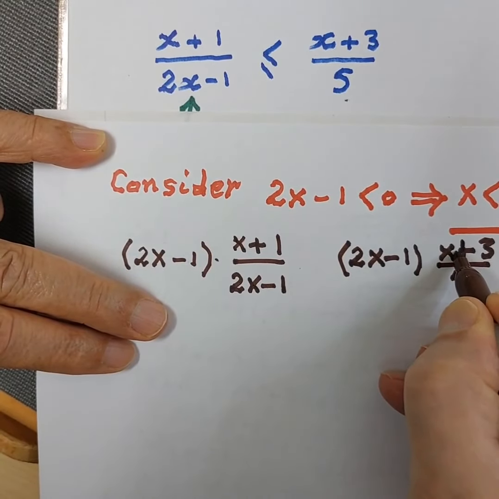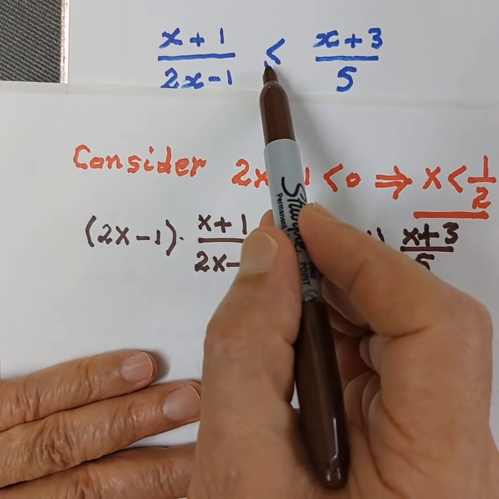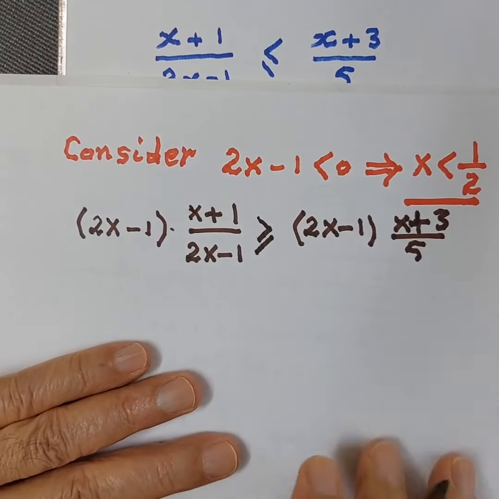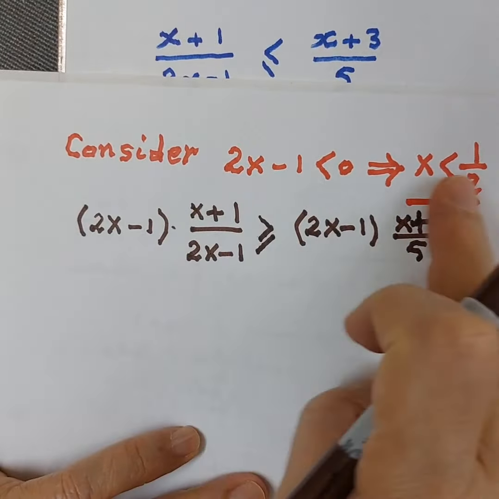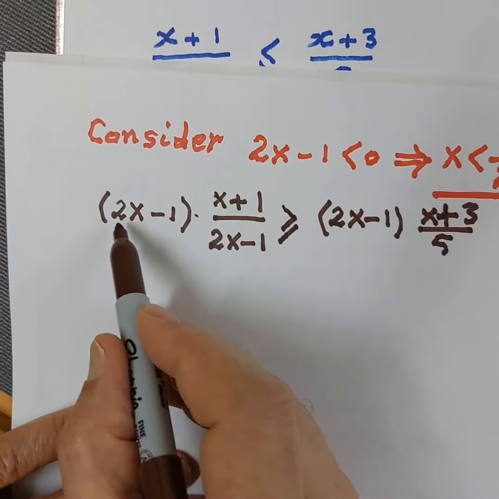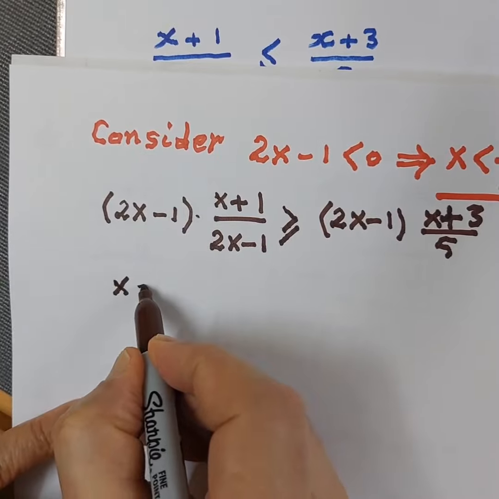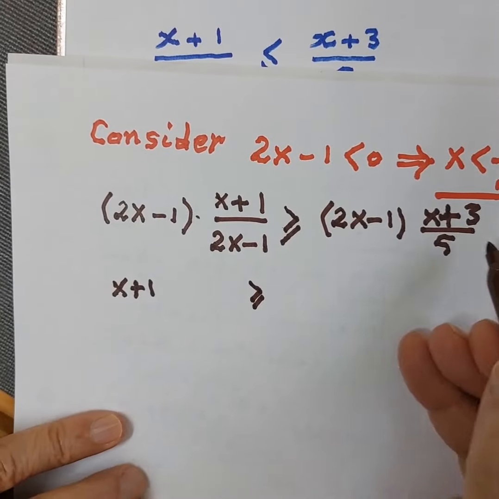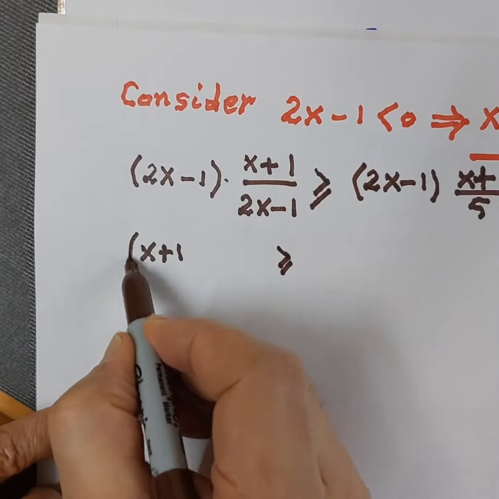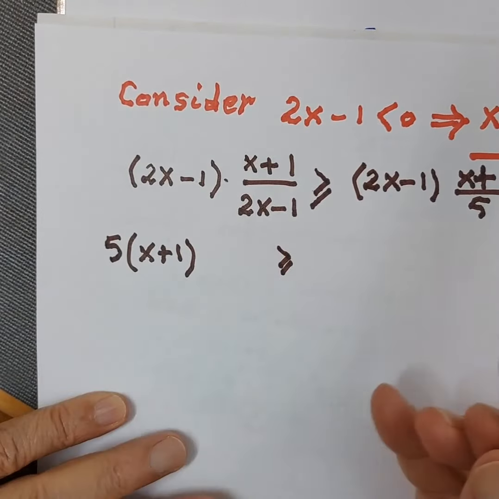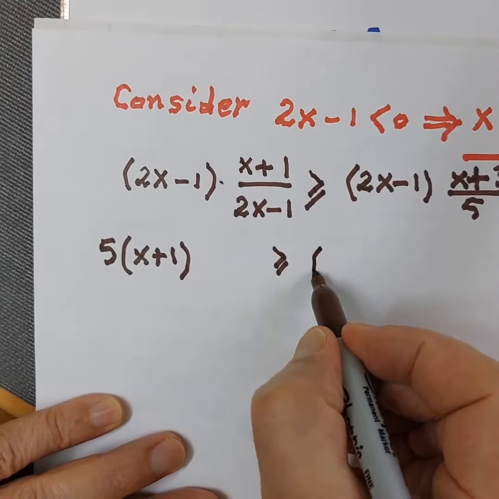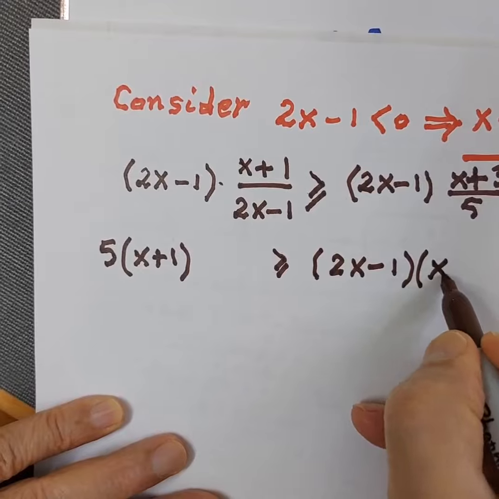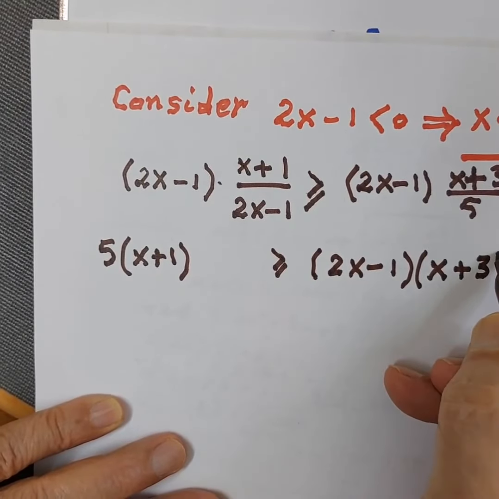What is the result of this condition? This inequality will be reflected into greater than or equal. The result of this is negative, and the result from this multiplication will give me x plus 1, and here also still 5. When we multiply both sides by 5, we can write here 5 to eliminate it from here, and here just 2x minus 1 multiplied by x plus 3. We will repeat the same as we did in the first case.